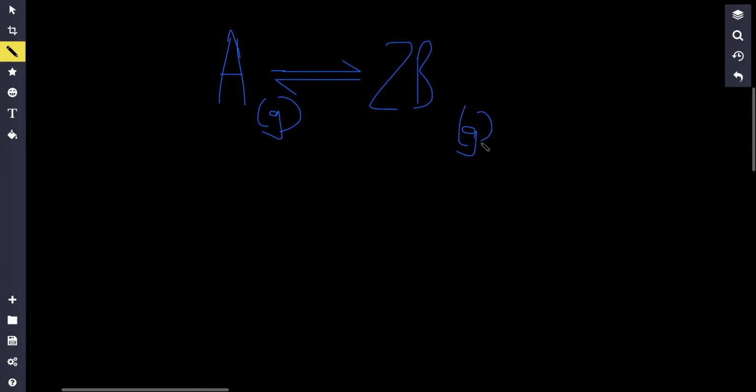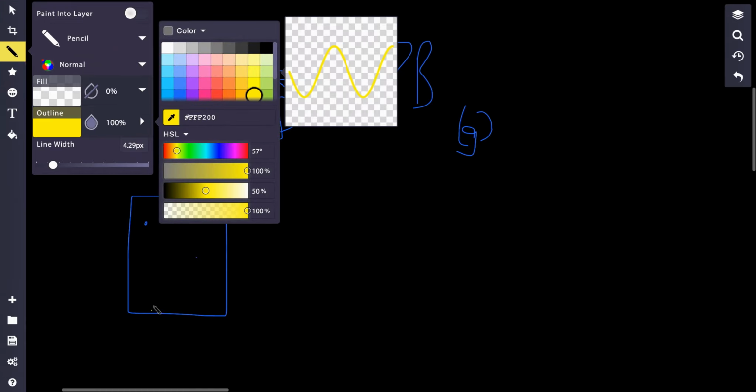Now, this is kind of a review of Le Chatelier's principle. Let's say we have a reaction where A, which is a gas, is at equilibrium with 2B, and both of these are gases. So all of these are gases. This is A, turning into 2B.